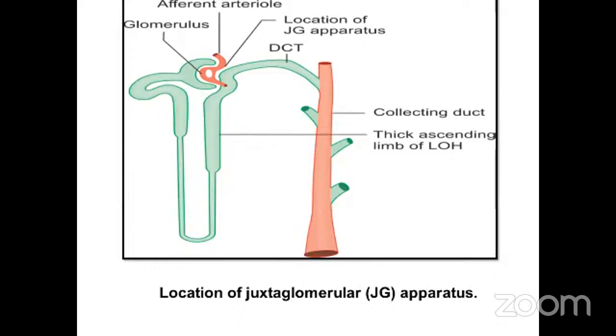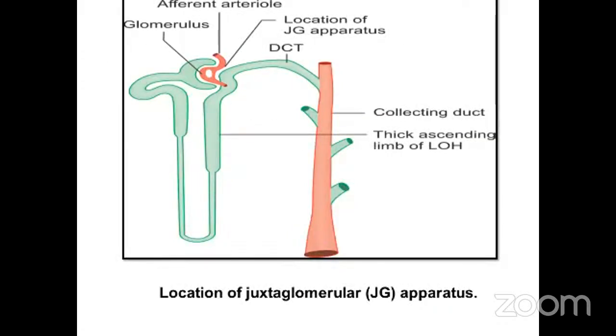When the thick ascending limb of the loop of Henle comes in contact with the glomerulus of the same renal corpuscle, tubular modifications occur in this thick ascending limb, and also modifications occur in the afferent and efferent arterioles of the glomerulus. This whole modified structure is called the juxtaglomerular apparatus.